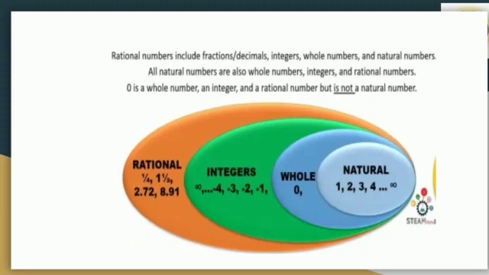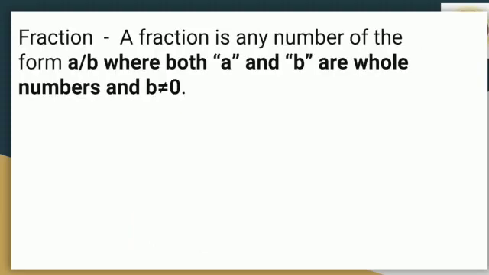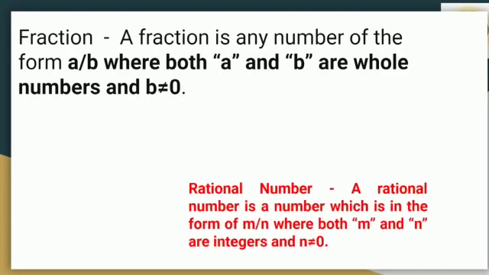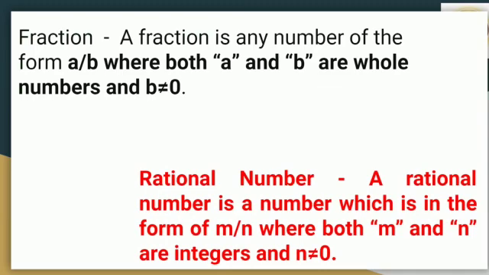So a rational number is much similar to a fraction. What is a fraction? A fraction is any number of the form a upon b, where both a and b are whole numbers and the denominator b is not equal to 0. And what is a rational number? A rational number is a number which is in the form of m upon n, where both m and n are integers and the denominator n is not equal to 0.